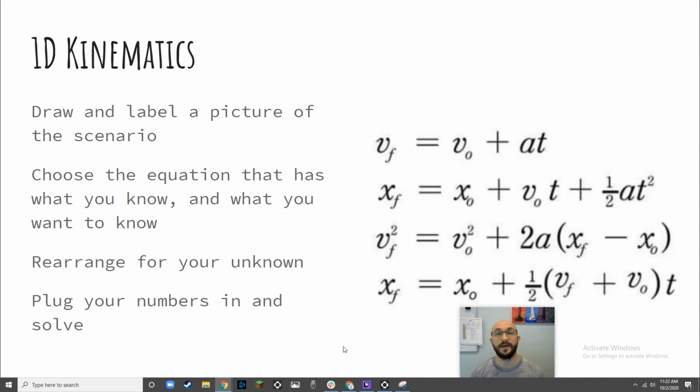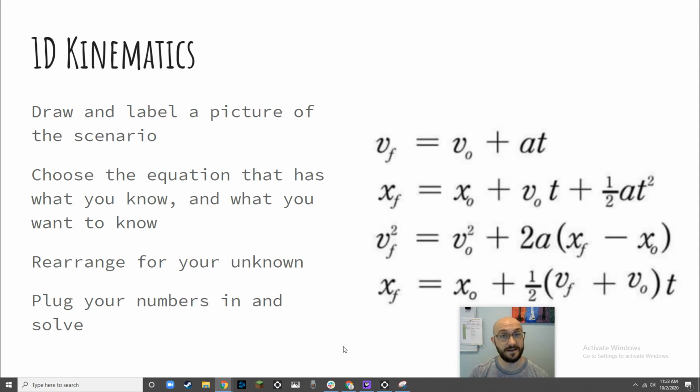Whenever you're doing a kinematics problem, we're talking about instantaneous velocities. We're talking about positions and displacement. So I would always start by drawing a picture, even if it's just in your head, and label it. All right, here's the initial position, here's the final position, so here's my displacement. I know that the initial velocity is this, my final velocity is a big question mark though. Here's the time. Label everything you know and everything you don't know.